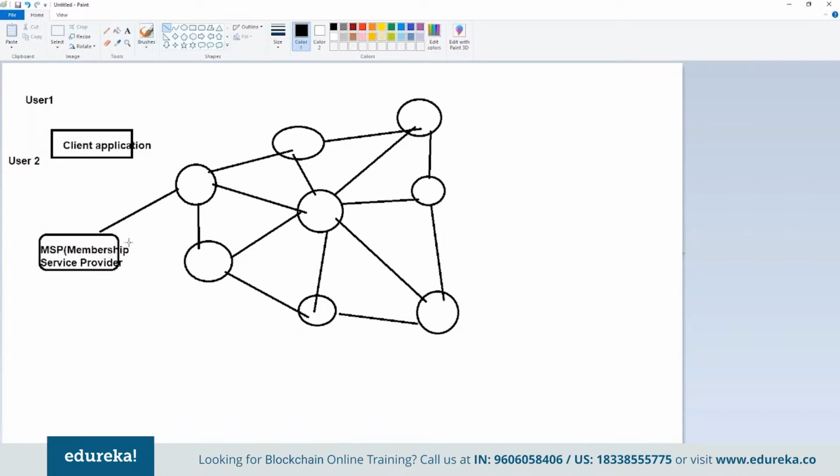In case all these nodes are part of the network, they will need to get the credentials from the membership service provider. All of them will need to register to the membership service provider, and the membership service provider will give them the credentials which they will need to register before they become part of the network. And not only the nodes, even the client application will also need to do the same, and even the users will also need to do the same. So MSP is one body which is giving you the credentials to basically join the network. And what level of rights do you have?